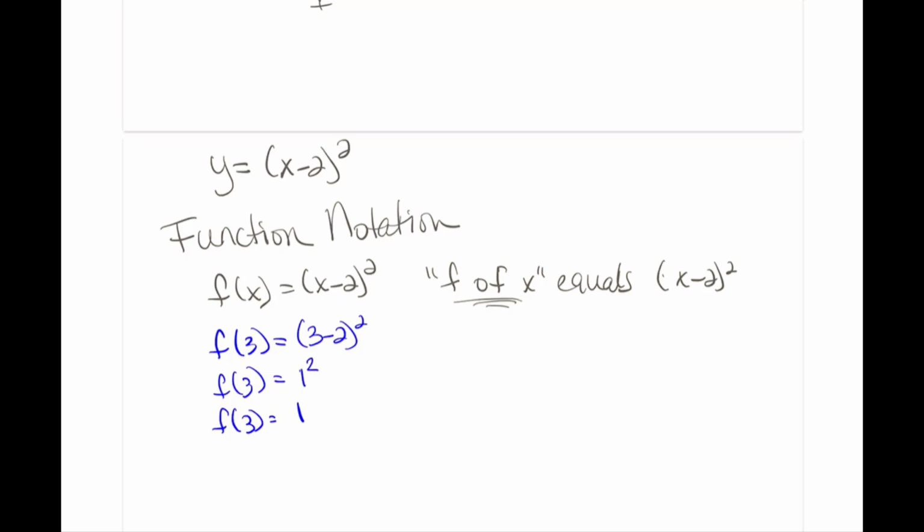And the nice part about this is that it shows you your input. So when I put an input of 3 in, I get an output of 1. So if we write it in that function notation, we'll always see what the input and what the output is. And that's what's key for us right now, moving through some of these problems.